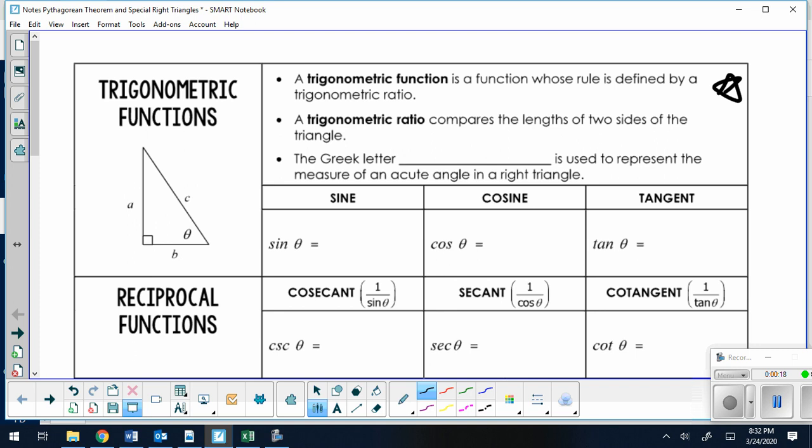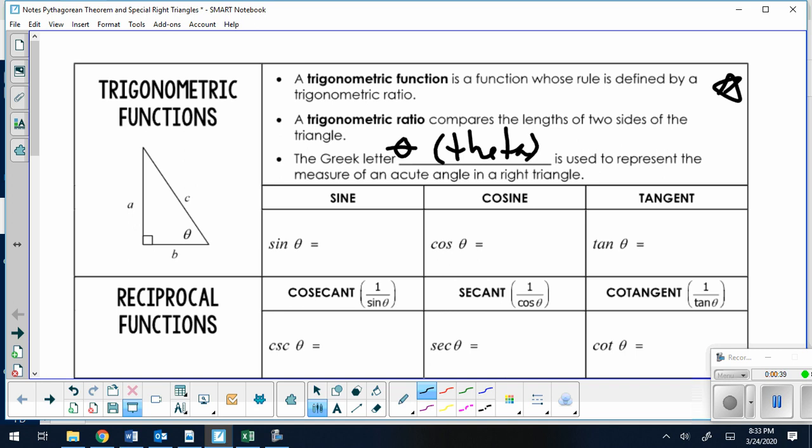A trig ratio compares the length of two sides of a triangle. So remember, ratio just means a comparison between two numbers. We're going to do that using a fraction in this case. And what we're going to use is the Greek letter theta. Looks like that. That's theta, to represent the measure of an acute angle in a right triangle.